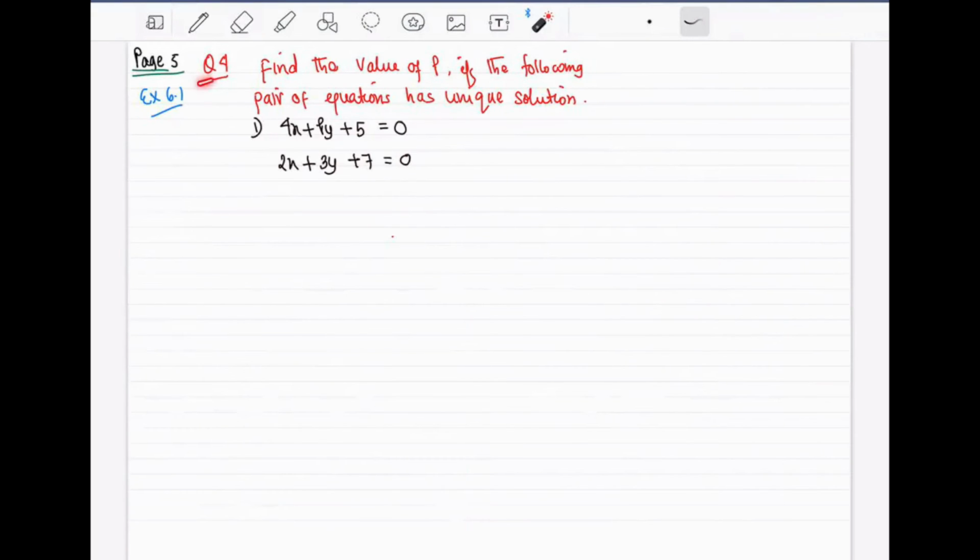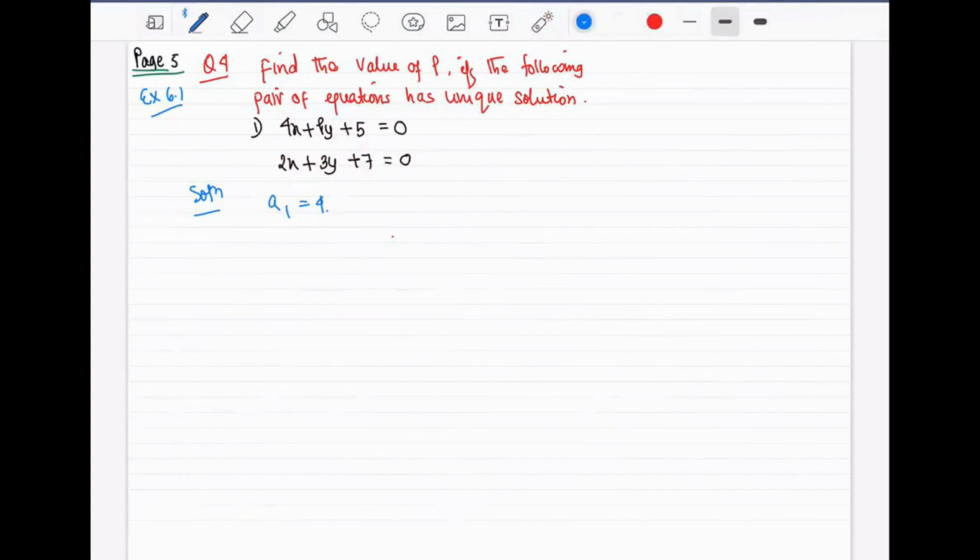Now look at question number 4. Let's read the question first. Find the value of p if the following pair of equations has a unique solution. What is the meaning of unique solution? It is consistent. We want to know the value of p. Let's see how much is a1. The coefficient of x is a1, the coefficient of y is b1. The coefficient of y here will be b2, x here will be a2, and these two constant terms will constitute c1 and c2.